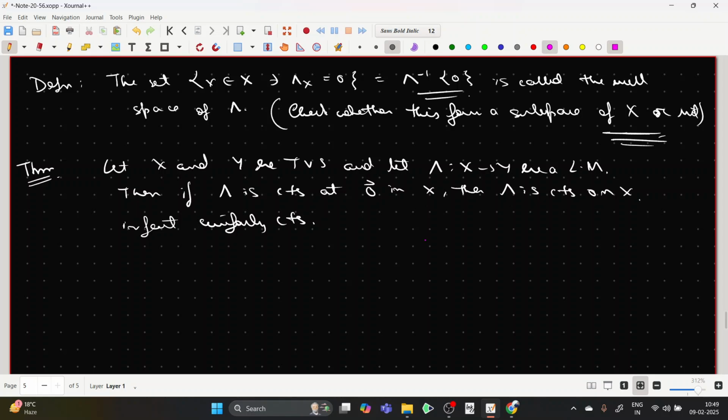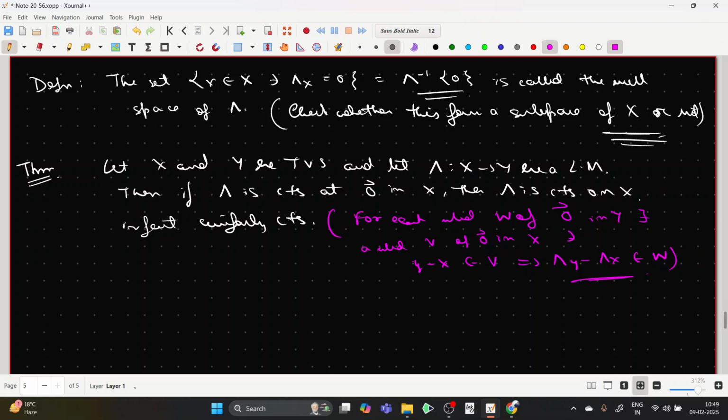What do I mean by it being uniformly continuous? I mean that for each neighborhood W of the origin in Y, there exists a neighborhood V of the origin in X such that whenever y minus x is in V, lambda y minus lambda x is in W. This is the definition of uniform continuity.